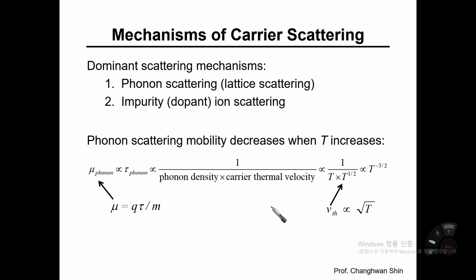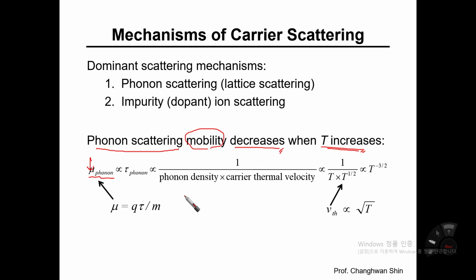Okay, so herein we're gonna study some more details on phonon scattering first. So phonon scattering here. So mobility value governed and determined mainly by phonon scattering decreases when temperature increases. So as temperature increases, the phonon scattering mobility value would decrease. So herein the mobility, the symbol mu has been used to indicate mobility. So mu phonon is proportional to what?